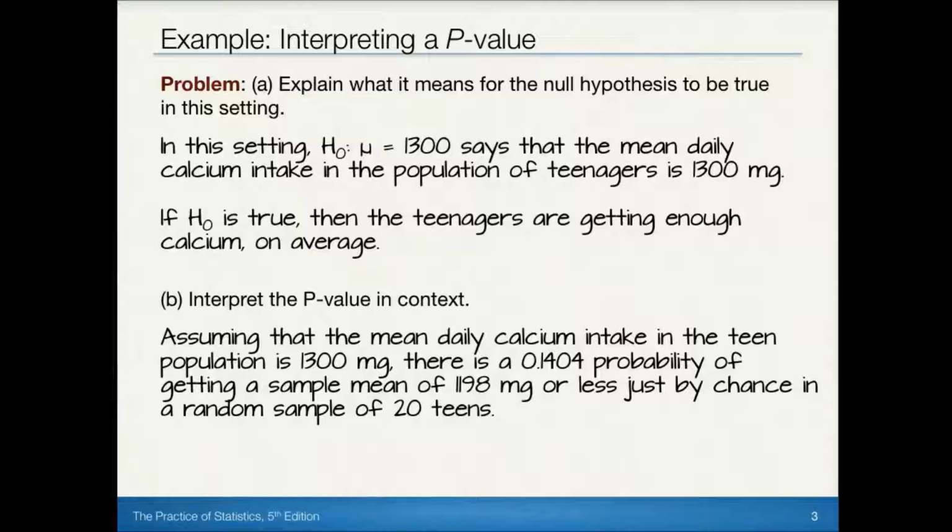Now, assuming that the daily mean calcium intake in the teen population is 1,300 milligrams, there is a 0.1404 probability, or about a 14% chance of getting a sample mean of 1,198 milligrams or less just by chance in a random sample of 20 teens. Recall that when we interpret a p-value, what we're saying is, assuming the null hypothesis is true, here are the chances we'd actually observe a sample value as extreme or more extreme than the one we saw. In this case, that 14% chance is pretty high, so I don't know that we have enough evidence to reject the null, but we'll learn a bit more about that later.